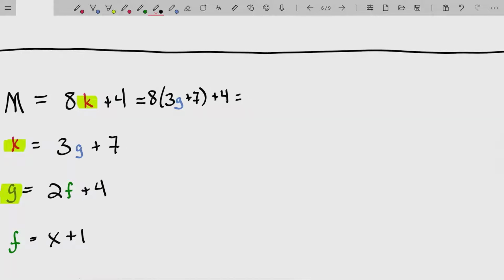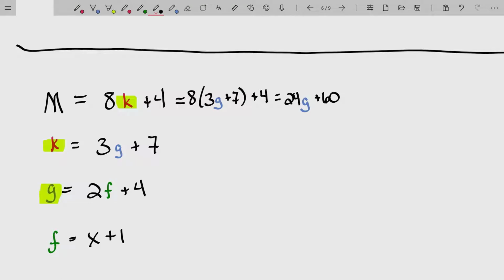Distributing the 8 to the 3, you get 24g. And that g is blue. We have a plus 56 plus 4 more, so that's going to be plus 60. That number is going to get larger and larger as we move forward. Now, we are going to go ahead and replace g with 2f plus 4. So that g is going to be 2f plus 4. We'll go ahead and write that in.